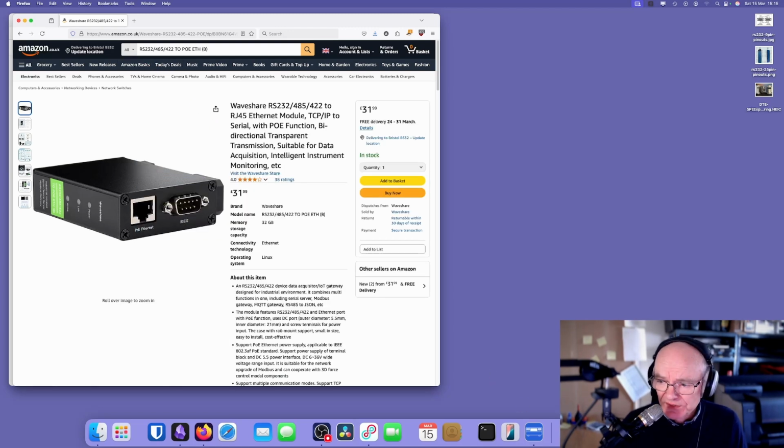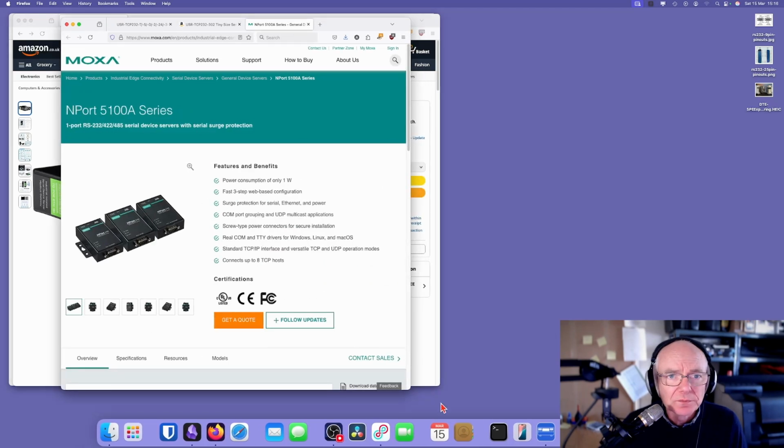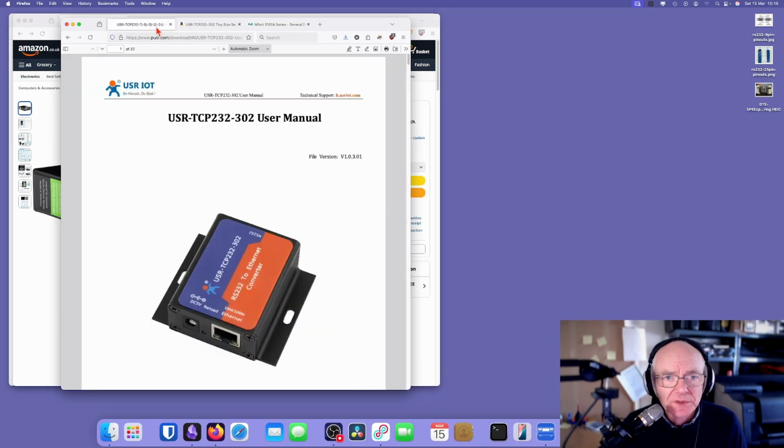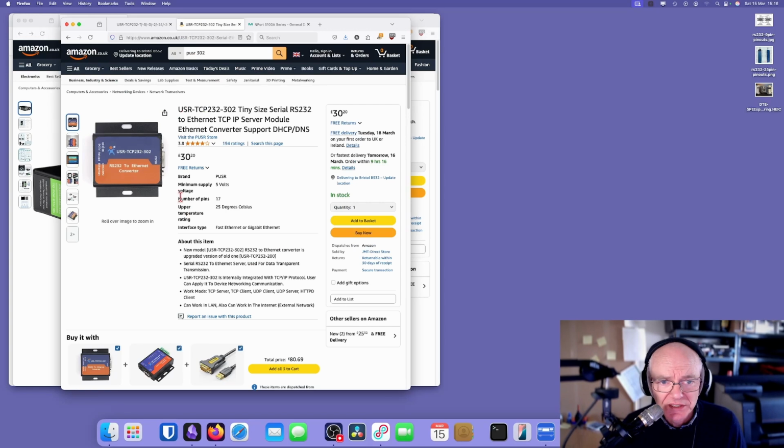There are others available as well. Oh, yeah, here we go. There is this unit which is available on Amazon as well. It's here, £30, so it's slightly cheaper. I don't believe it has a PoE capability though, but it claims a TCP server mode, and it can be configured via a web interface, so it should work just fine. But again, I haven't tried it, but I believe it should work.